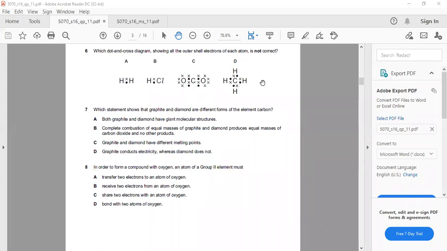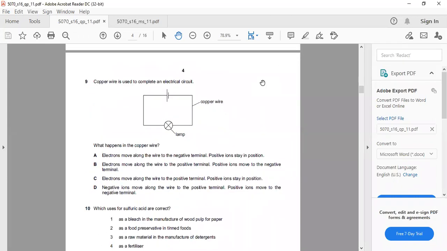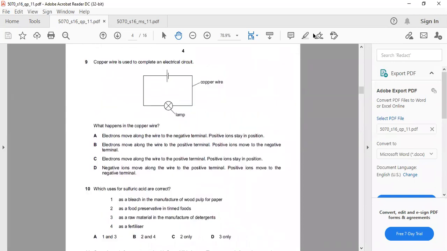Number 9. What happens to the copper wire? Nothing happens. Electrons move along the wire to the negative terminal, positive ions... Positive ions? It's wrong. Positive ions are not there. Electrons move along the wire to the negative terminal.